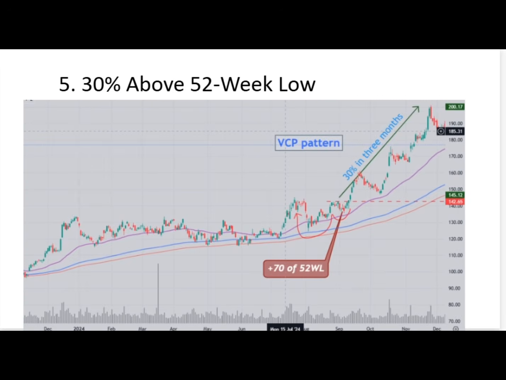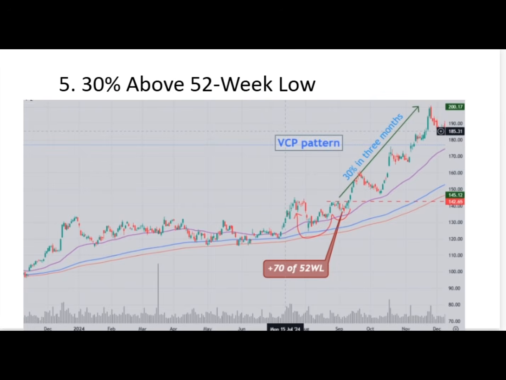This is not just about price recovery. It's about proving strength. A stock that's 30% above its 52-week low has momentum. It's not stuck in the mud. It's leading the pack. This ensures you are not buying dead money. I like this word from Mark Minervini. It's a way to avoid traps. Stocks that bounce 10% but fade, at 30% above the low you are seeing a real trend forming, not a fluke.